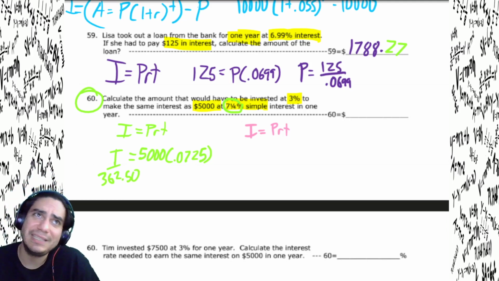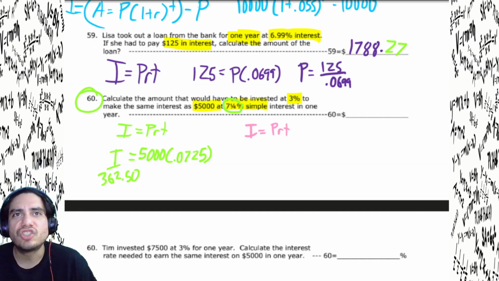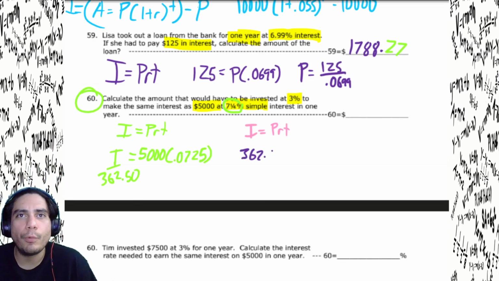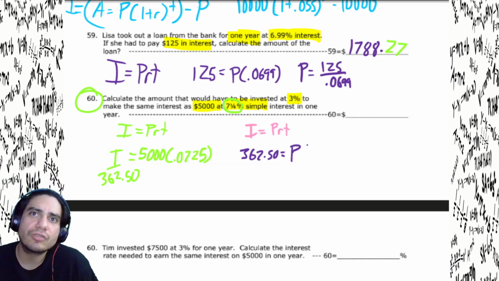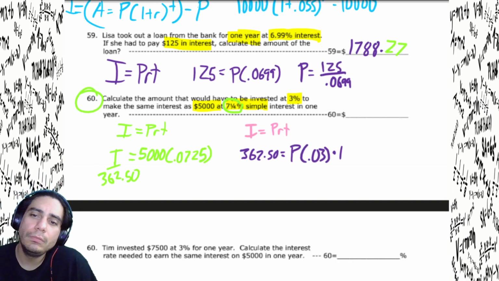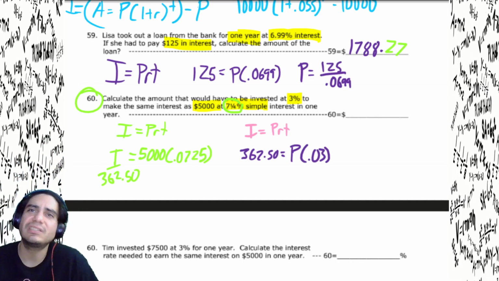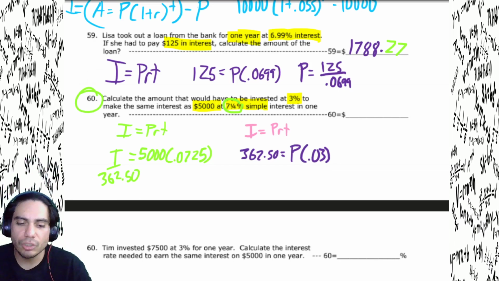Again, we don't have to put the t because the t in this problem is going to be 1. So we substitute 362.50, we still put P, but we know our interest rate now is 0.03. Do I have to put times 1? No, I don't, because of the identity property of multiplication. It's going to end up being the same number.